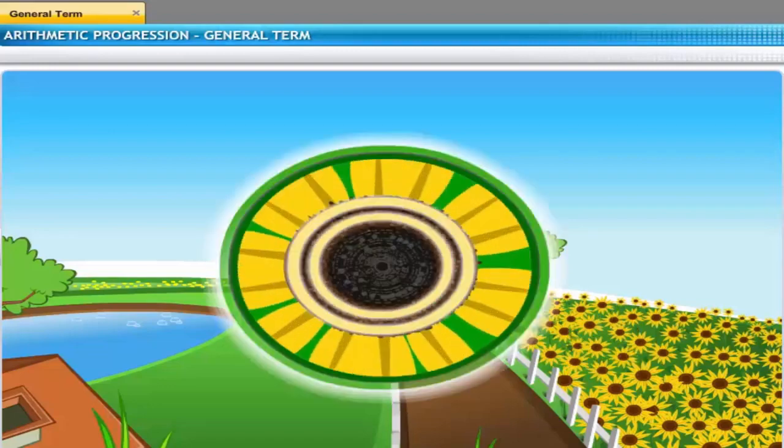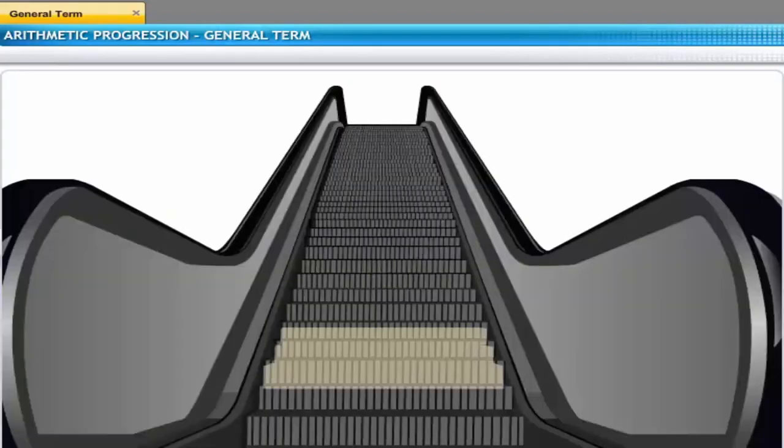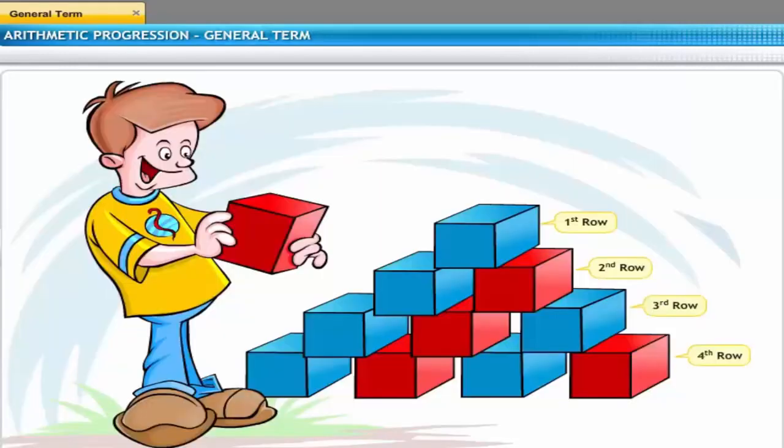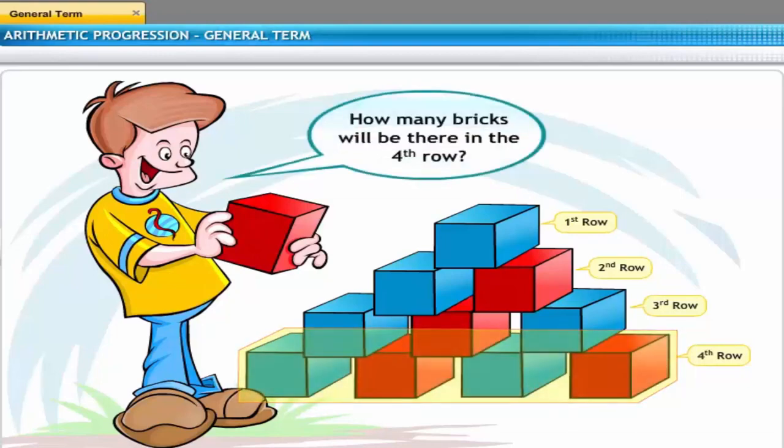In our daily lives, we can observe patterns in natural as well as man-made objects. For instance, look at the child playing with his toy pyramid set. How many bricks will he need to finish the pyramid with one brick at the top? How many bricks will he have in the fourth row?